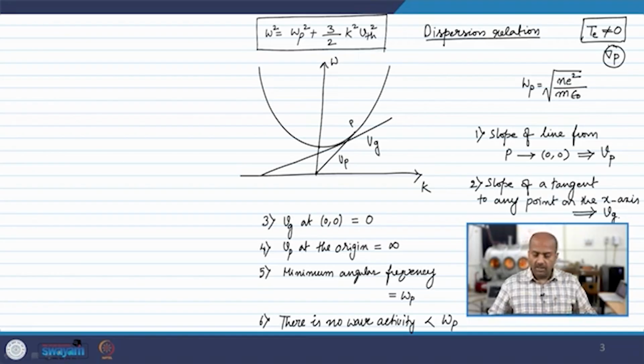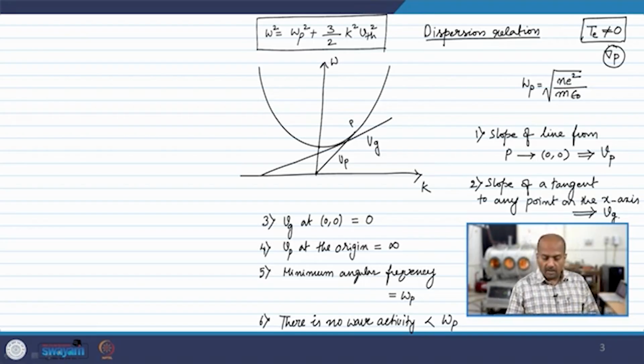So, this is the dispersion relation that we have obtained, and if you look at this dispersion relation and you plot it, you get some inferences. One inference is you draw a tangent from a point P onto the origin. The slope of that line, you see Vp, the slope of line is y2 minus y1 by x2 minus x1, will be equal to the phase velocity. Because you have origin, you have y2 minus 0 by x2 minus 0, which is omega 2 by k2, which is omega by k, which is nothing but just the frequency.